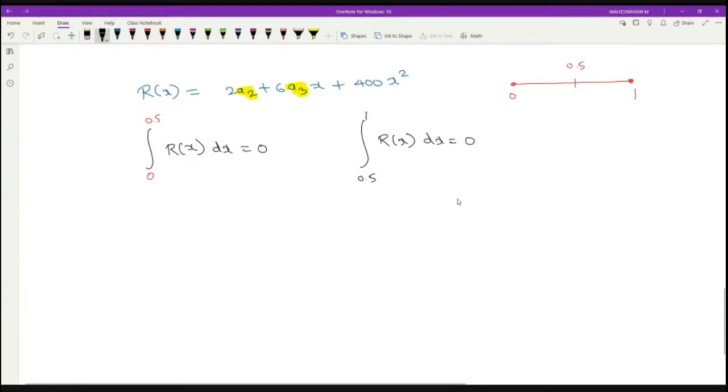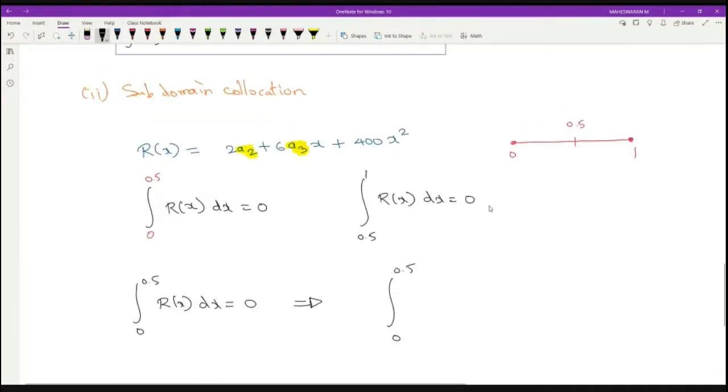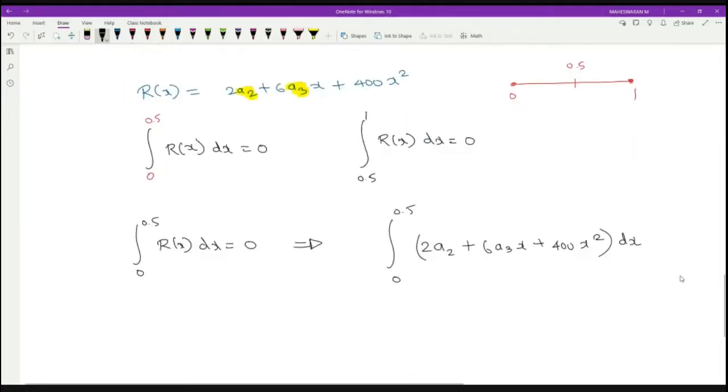We will go one by one. First, let us consider integral 0 to 0.5 R of x dx is equal to 0. Let me consider what we have. So we have integral 0 to 0.5. I will substitute my R of x: 2a2 plus 6a3x plus 400x squared, dx. This is equal to 0.